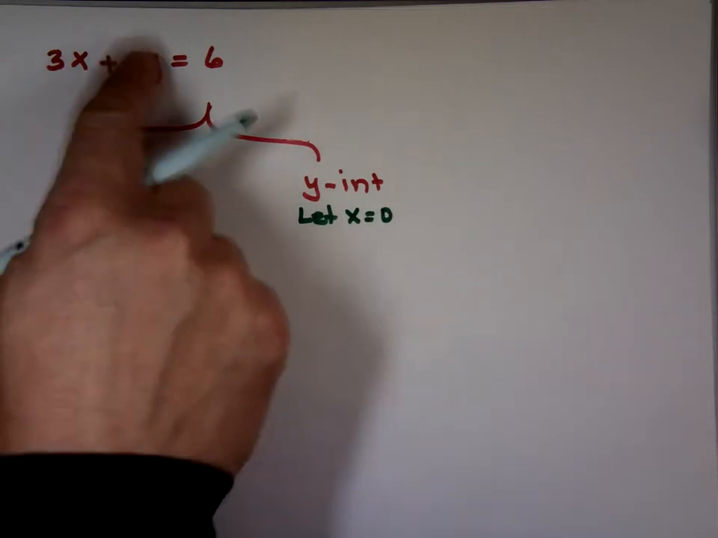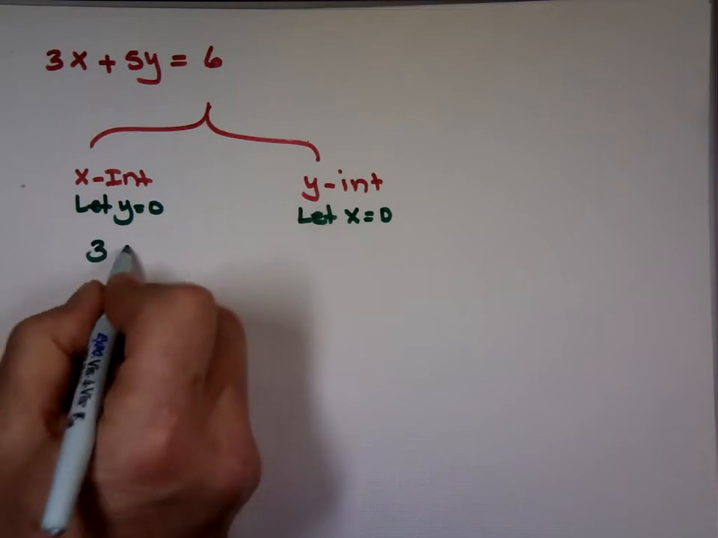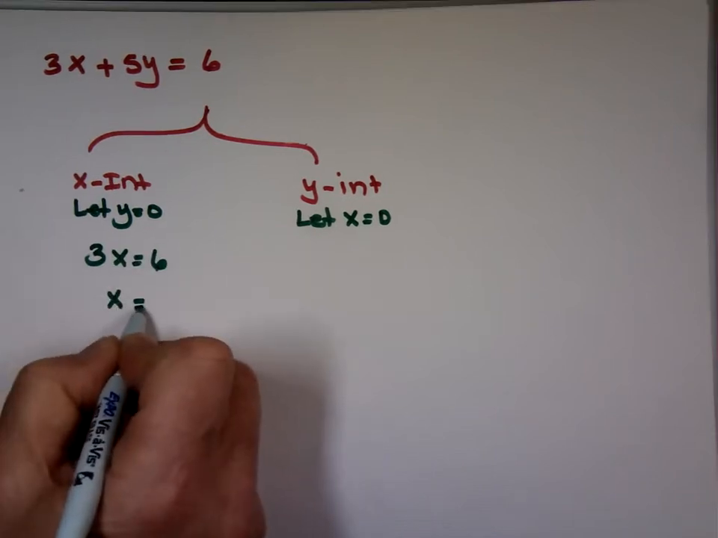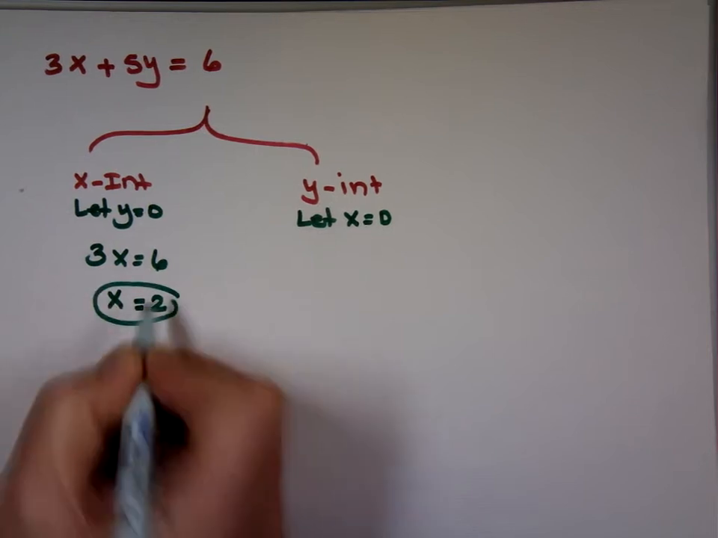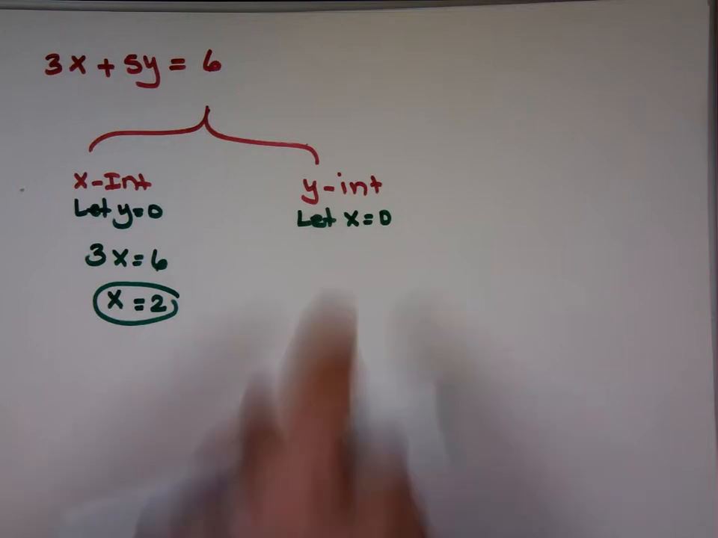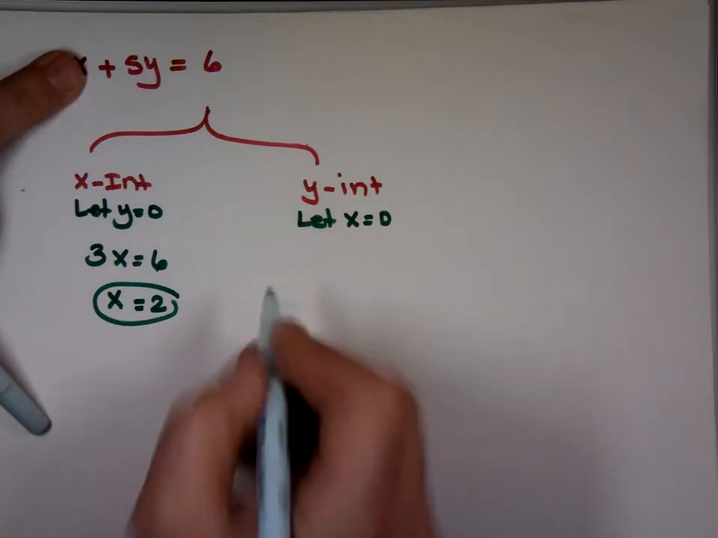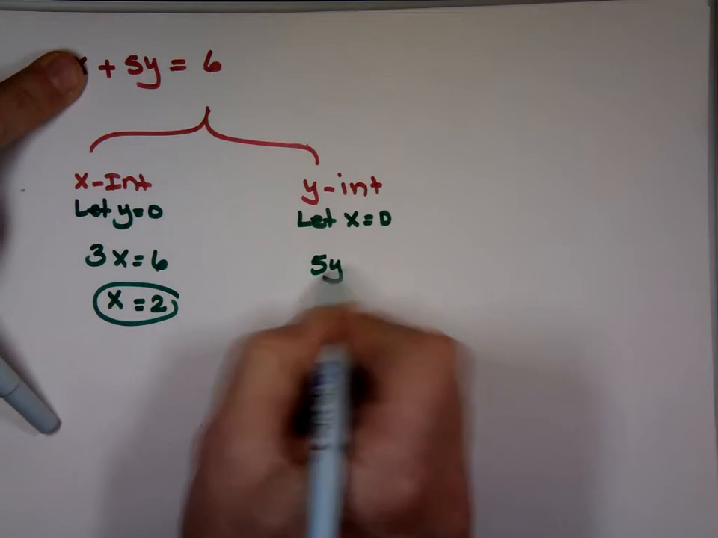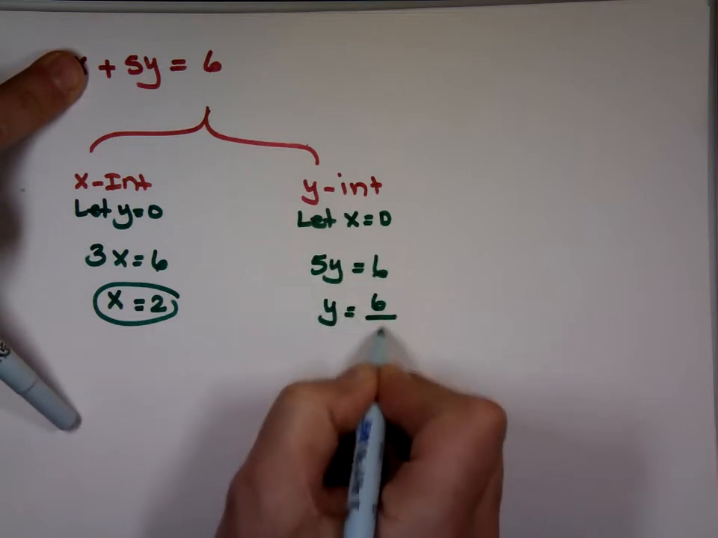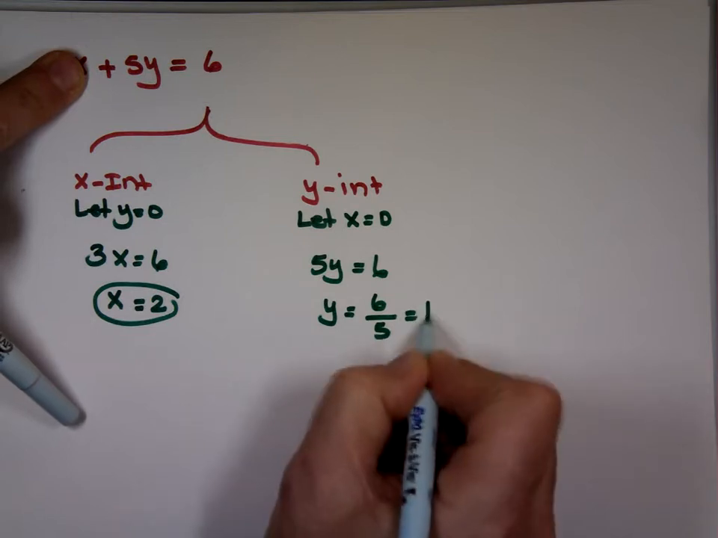Well, if you let y equals 0, you have 3x equals what? 6. X will be what? 2. To find the y-intercept, we let x be 0. That means the x piece is gone. 5y equals 6. Y equals what? 6 over 5, which is what? 1.2.